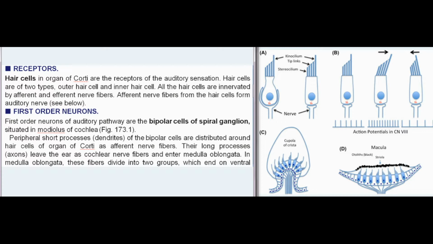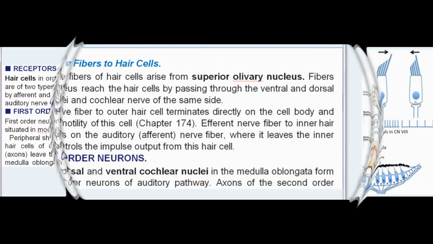First-order neurons. First-order neurons of auditory pathway are the bipolar cells of spiral ganglion, situated in modiolus of cochlea, Figure 173.1. Peripheral short processes, dendrites, of the bipolar cells are distributed around hair cells of organ of Corti as afferent nerve fibers. Their long processes, axons, leave the ear as cochlear nerve fibers and enter medulla oblongata. In medulla oblongata, these fibers divide into two groups, which end on ventral cochlear nucleus and dorsal cochlear nucleus of the same side in medulla oblongata.